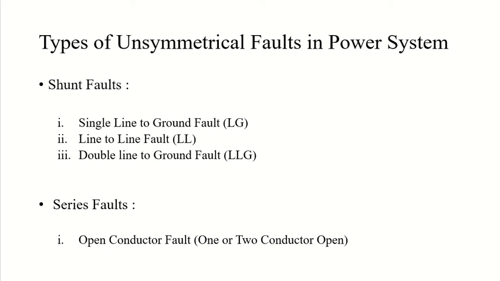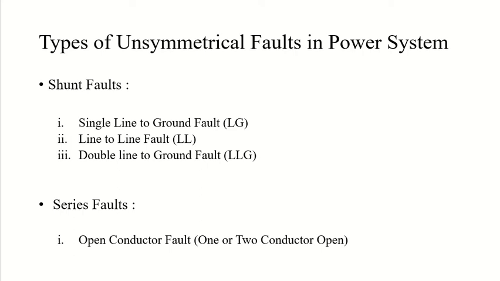It is a very basic thing to start with unsymmetrical components, but you need knowledge of symmetrical components: zeroth sequence, positive sequence, and negative sequence. Now we are going to discuss different types of unsymmetrical faults which can take place in a power system. You can divide unsymmetrical faults into two categories: shunt faults and series faults. There are basically three general types of faults which take place in the shunt fault category.